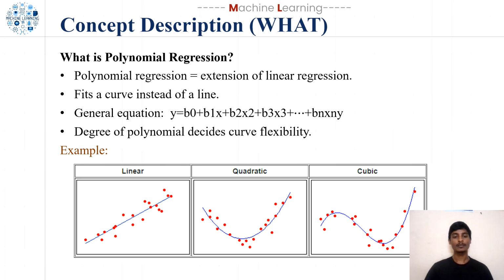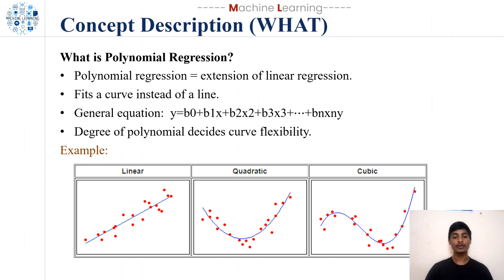Now, what exactly does polynomial regression mean? It is a simple extension of linear regression. Instead of fitting a straight line, it fits a curved line to the data. The general equation looks like y = b0 + b1x + b2x² + b3x³, and so on, out to bn xⁿ.